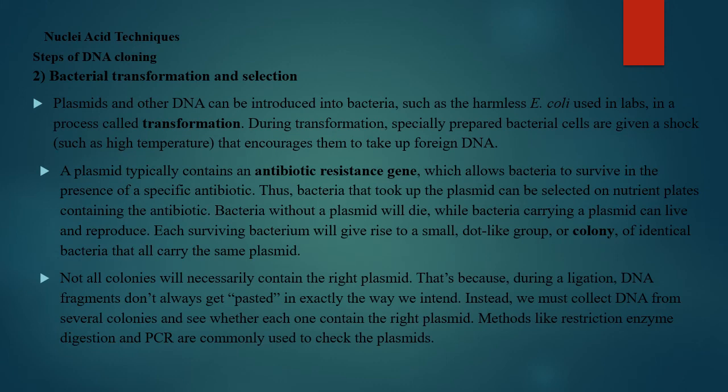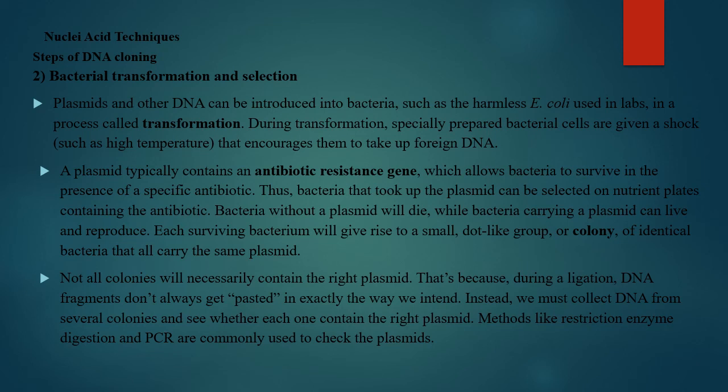Then the second step is bacterial transformation and selection. I mentioned plasmids earlier. Plasmids and other DNA can be introduced into bacteria, such as E. coli, which we have in our labs daily, in a process called transformation. During transformation, specifically prepared bacterial cells are given a shock, that is a high temperature shock, which encourages them to take up the foreign DNA. So when the shock comes, they open up and the foreign DNA enters.